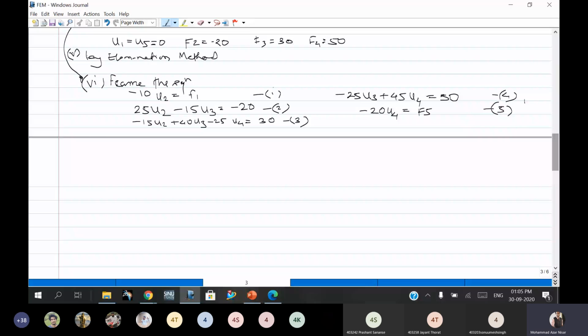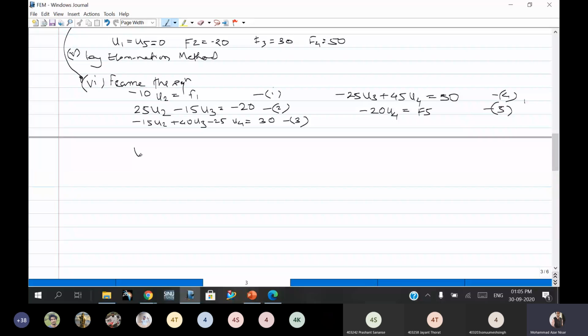Okay, and you will get the answers directly by converting the model with this equation and just putting the values 25, 15, and minus 20 in that table. So you will get the answer directly in the calculator.